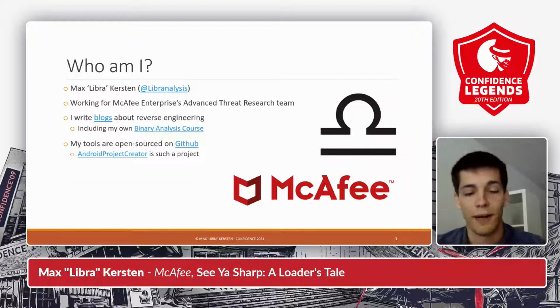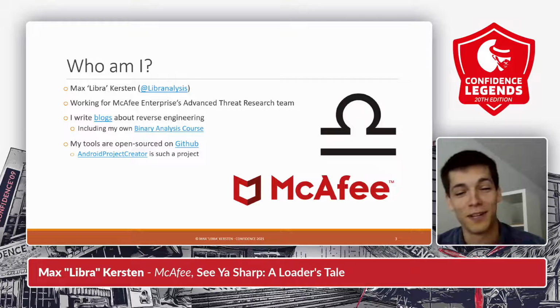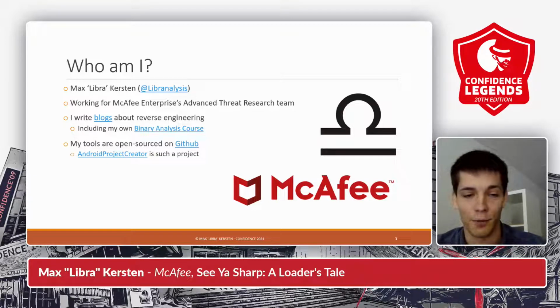So first of all, who am I? Well, my name is Kersten. I go by the nickname of Libra or Libra Analysis on Twitter. And currently I'm working for McAfee's advanced threat research team. In my spare time, I write blogs, although also for work. I wrote my own binary analysis course, which people can use to get into reverse engineering and analyzing malware.